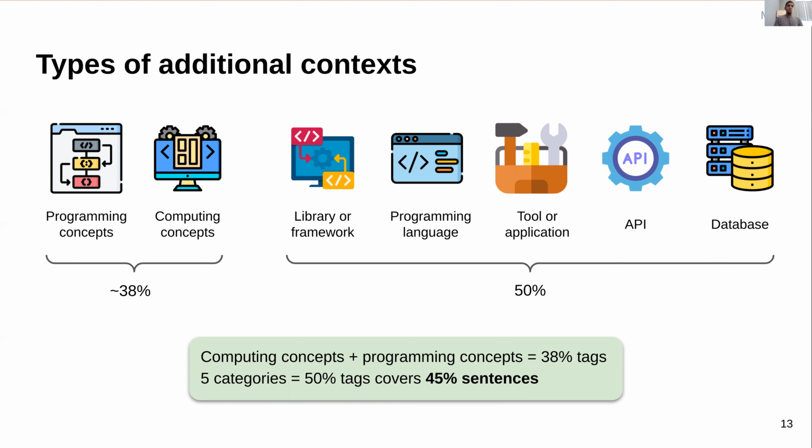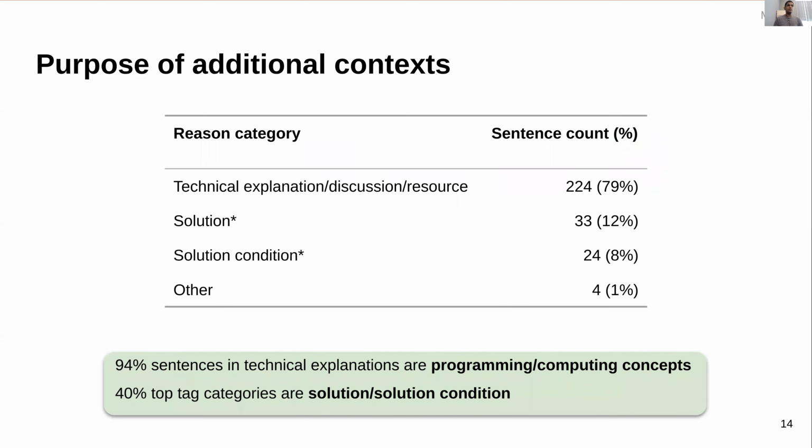We actually need to combine the findings of this research question with the next one. So let's move on to research question 3. Looking at the categories for the reasons why the Stack Overflow tags were mentioned as additional context, we found that 79% of the sentences that contain additional context are used to provide a technical explanation or discussion.